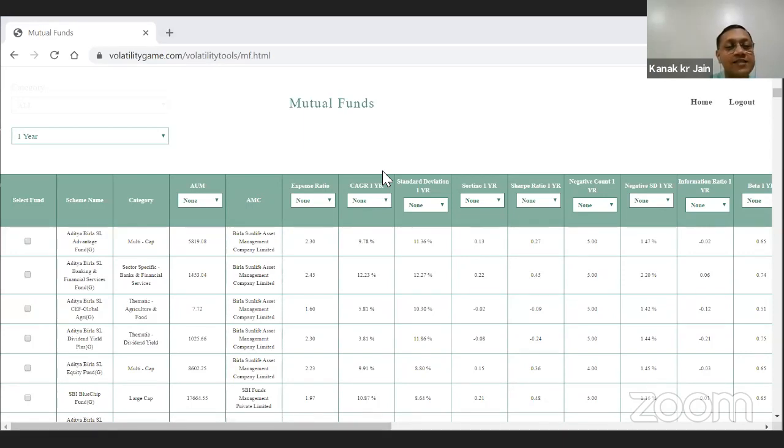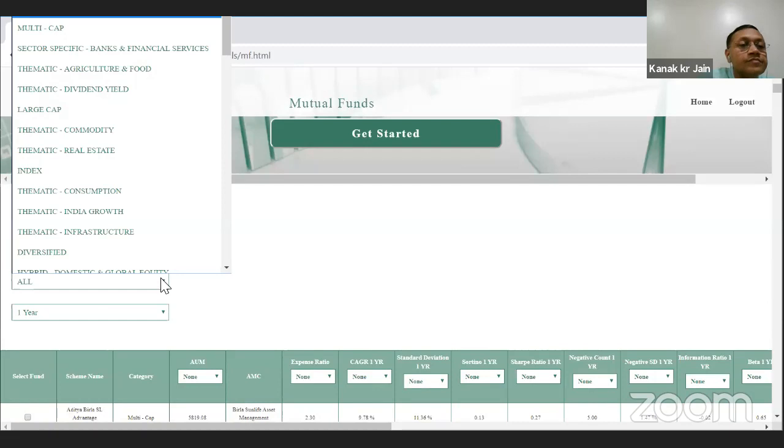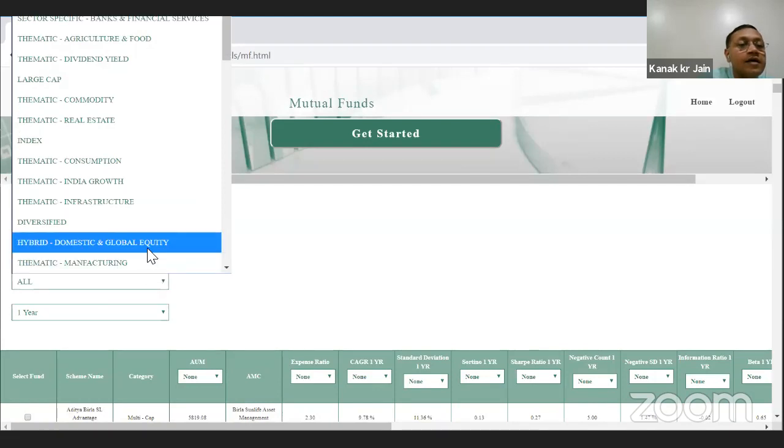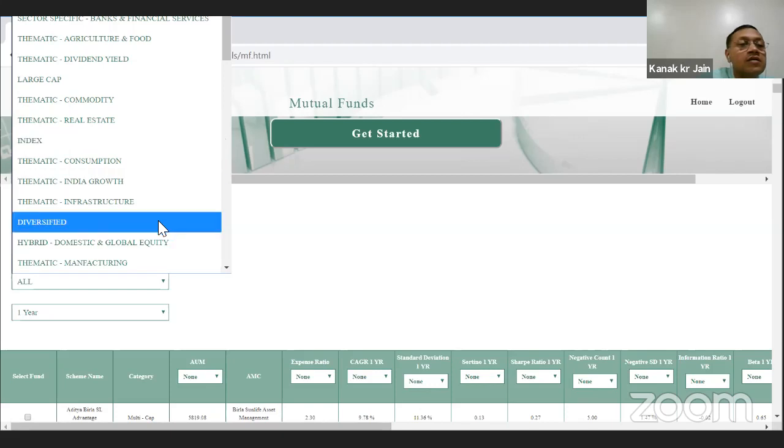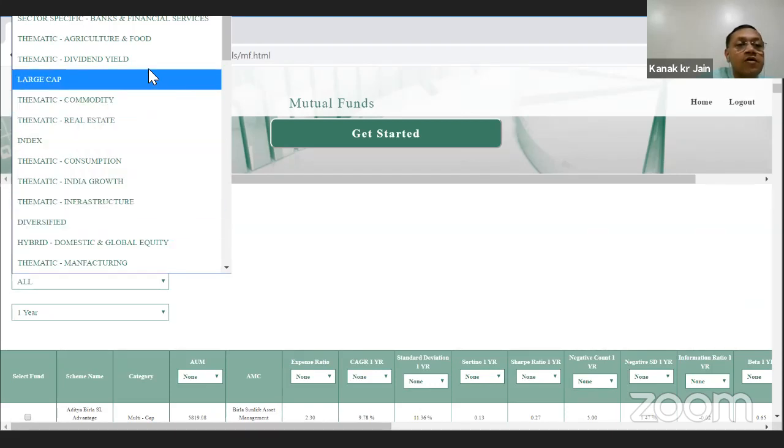Deepak ji, why are you asking? Not getting the hybrid fund? Yes, you will get it. Some of them are in debt also, so don't worry, you will have everything. Let me just see. This is hybrid fund. Hybrid domestic and global, okay, diversified index, mid cap, large cap.